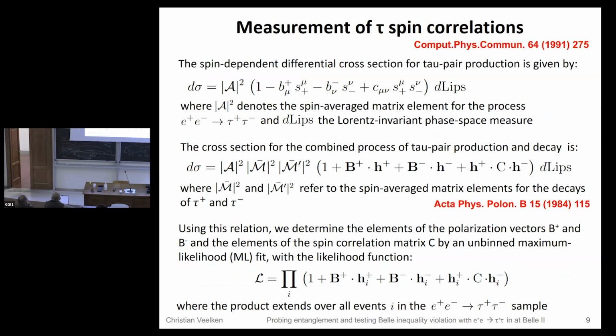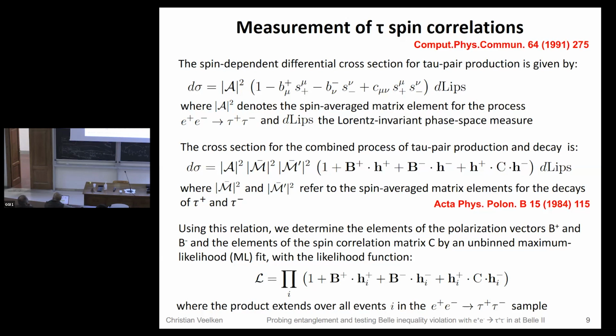Now, given that we can reconstruct the polarimeter vectors of each tau in each event, how do we actually measure the tau spin correlation matrix? So we start from this expression for the differential cross-section for tau pair production. Here, these are the polarizations of the taus. This is the spin correlation. This is the Lorentz invariant phase space element. And this is the spin averaged cross-section. And we combine this equation with the relation for the tau decay rate that I showed you 2 slides before. And then we arrive at this expression.